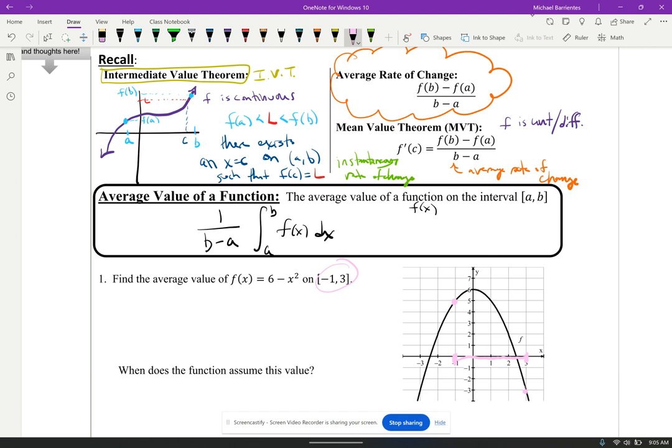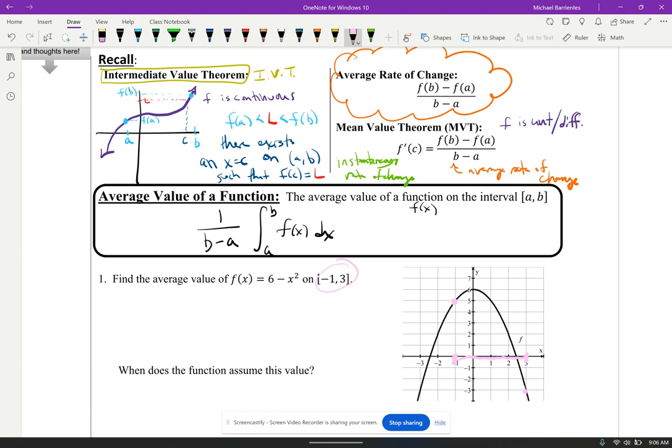Some of the y coordinates, some of the function values are positive, some of them are negative. If I were to take the average of all of these, what would that be? So this formula says you can find that by doing this idea.